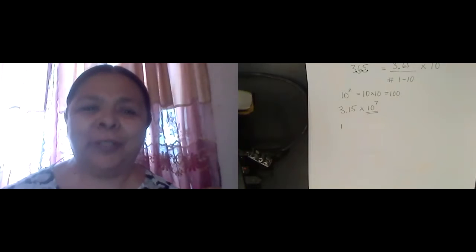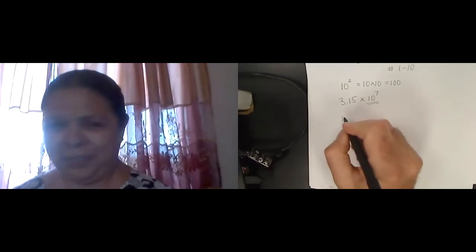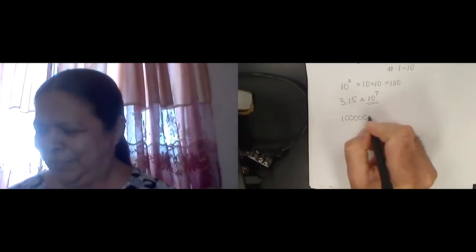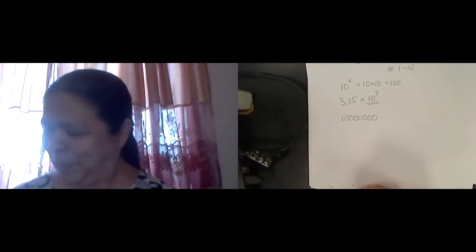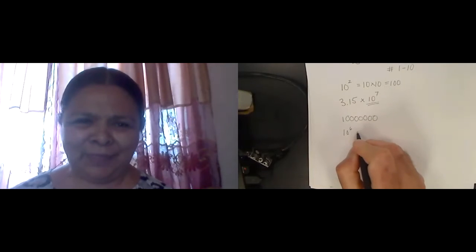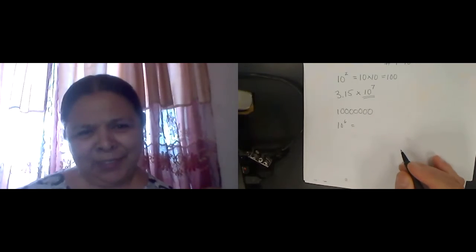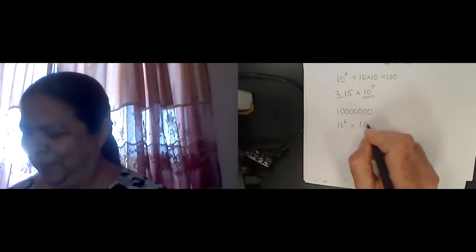Okay, but I want to teach you a faster way. You don't need a calculator. Are you ready? You put the 1, and then you add 7 zeros. That's what happens when you have 10 to the 7th power. Cool. So what's 10 to the 6th power? What do you get? I'm going to get 1 and 6 zeros. Do you recognize that number?